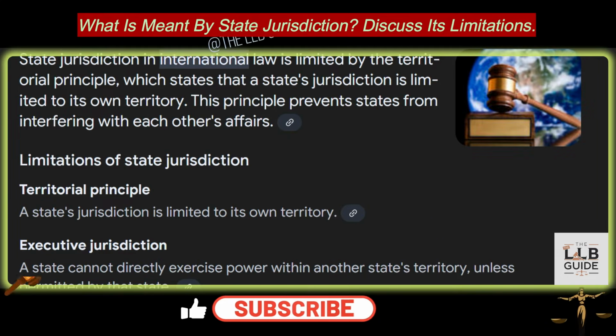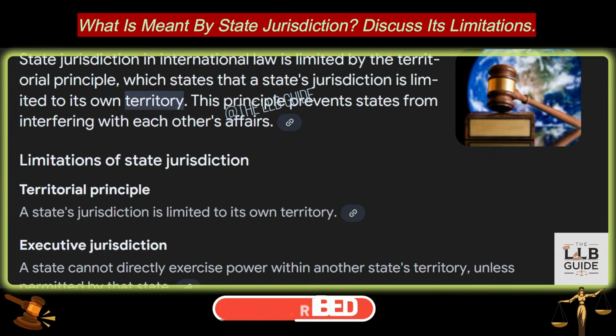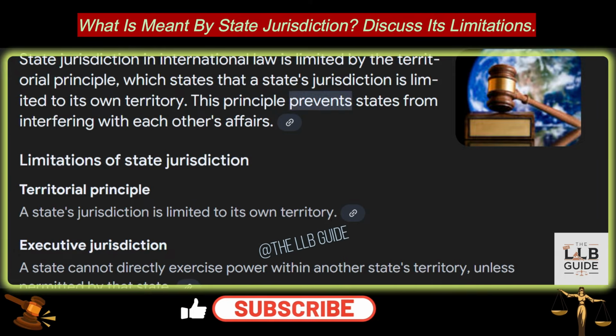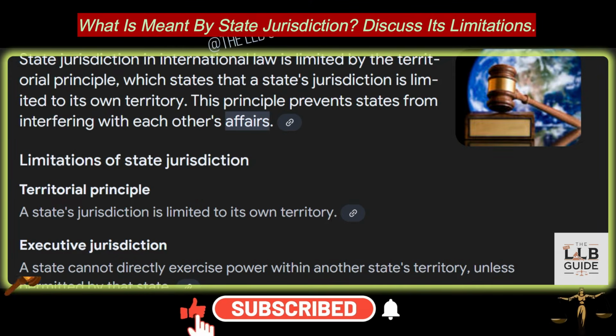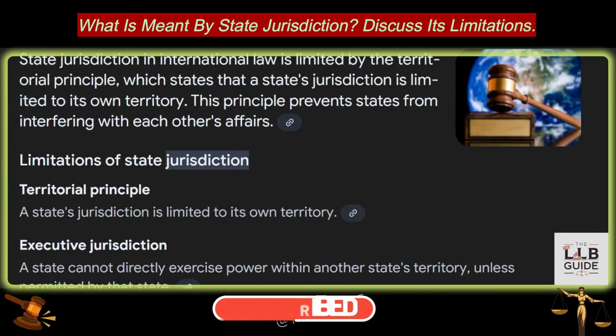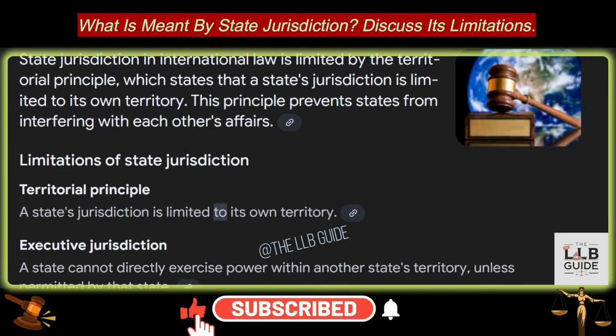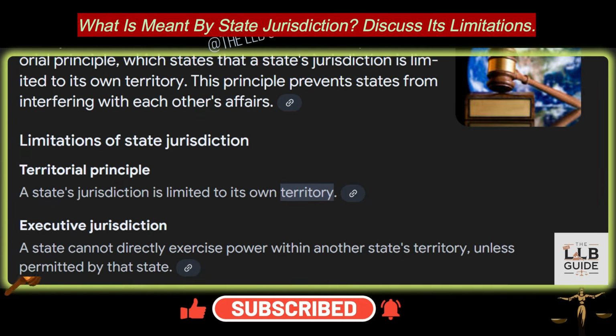State jurisdiction in international law is limited by the Territorial Principle, which states that a state's jurisdiction is limited to its own territory. This principle prevents states from interfering with each other's affairs. Limitations of state jurisdiction. 1. Territorial Principle. A state's jurisdiction is limited to its own territory.